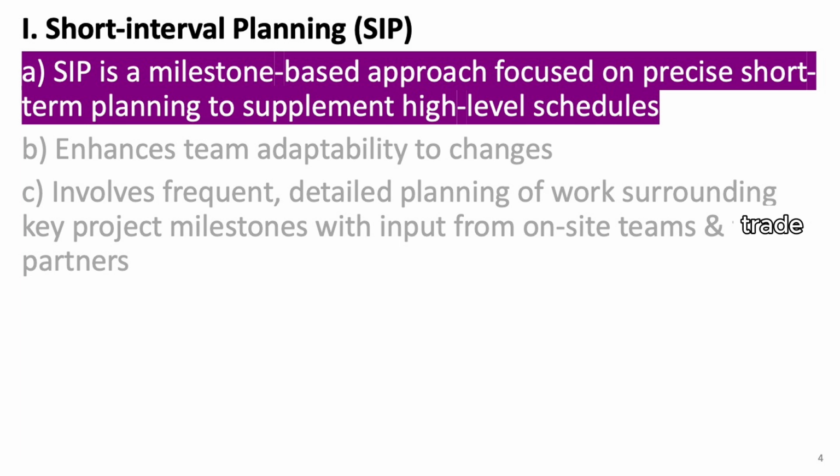It's all about breaking the work of a key phase down into small, manageable chunks, usually covering the next 1 to 3 weeks. Instead of looking at the entire project schedule like you would with critical path-driven methods, SIP zooms in on what's right in front of us. It helps the team focus on near-term goals and hit key milestones without getting overwhelmed by the big picture.